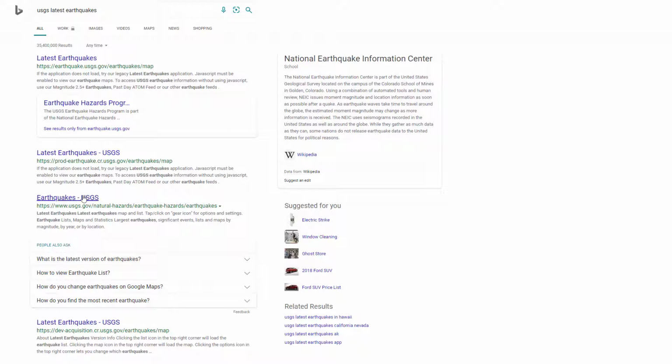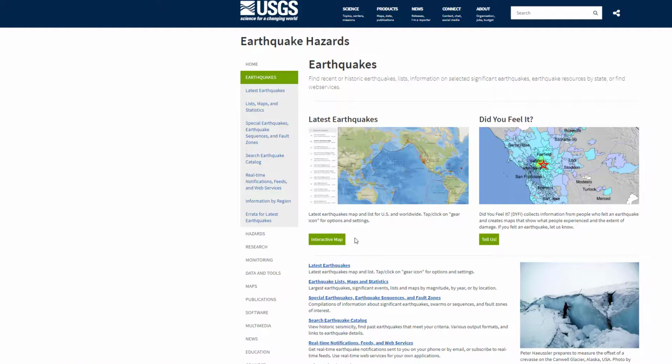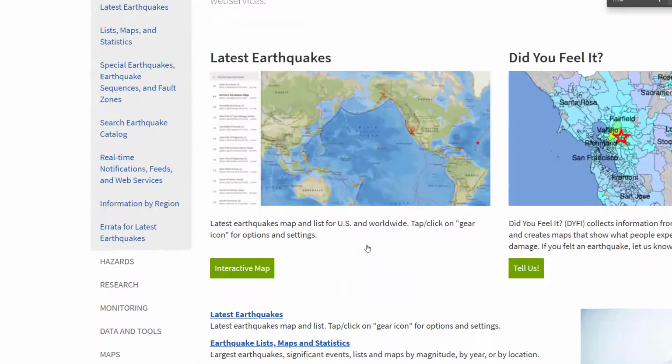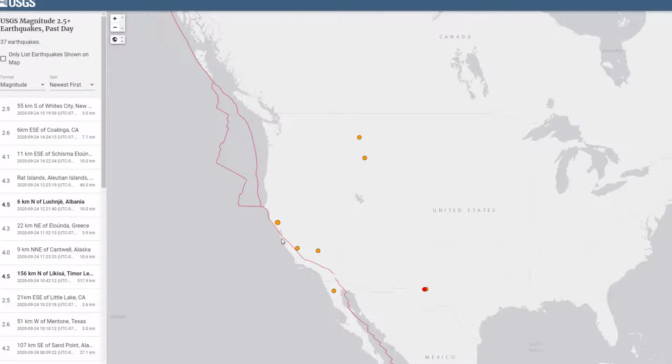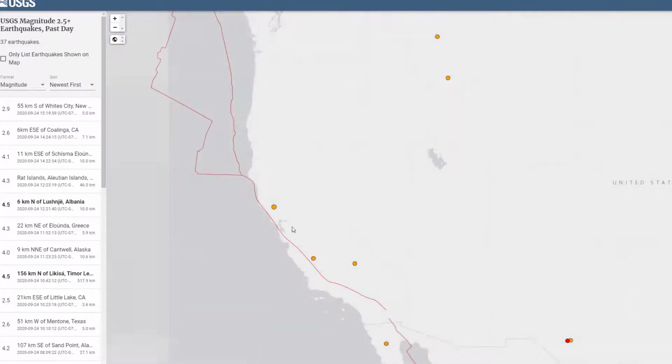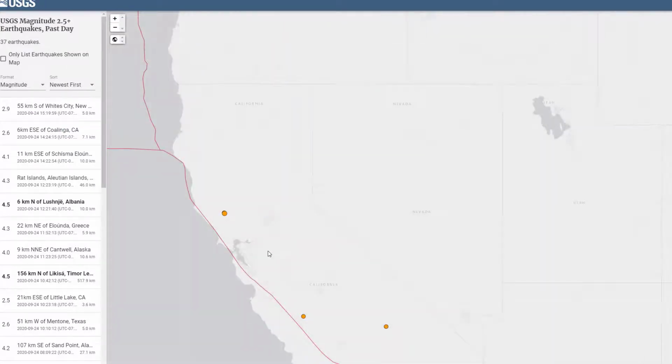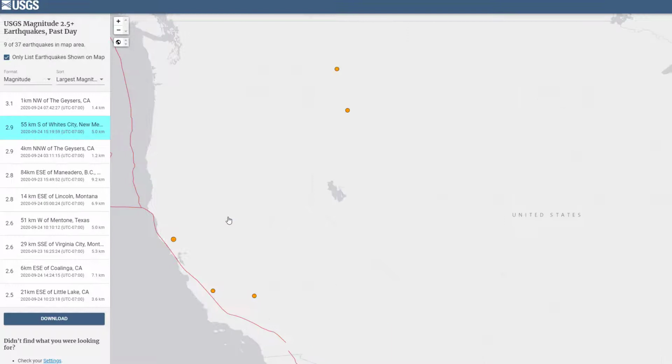So here I am. I've just looked up USGS latest earthquakes, and I'm going to go to this USGS website. I'm going to zoom in a little bit so that it's easier for everybody to see. And I'll go to the interactive map. I'm based out of California, so I'm just going to look around in California for the most recent quakes. By the way, if you're based out of California, you know about earthquakes. Now, it's actually a pretty calm day in most of the world right now.